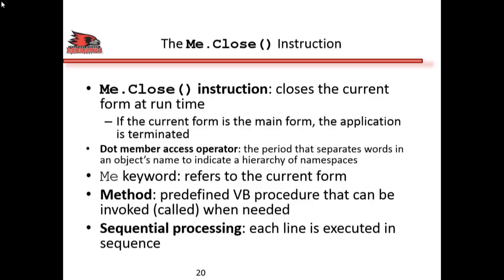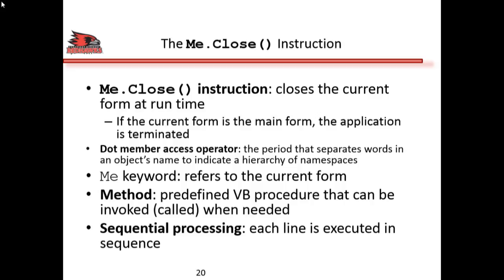So instead of Me, if there are multiple forms in your project, then yes, you can put in the name of the form you want to close when you hit that button, or whatever you're assigning the Me.Close instruction with. So it could be main form, subsidiary form, or whatever. But since we have only one form, the Me is basically a shortcut.